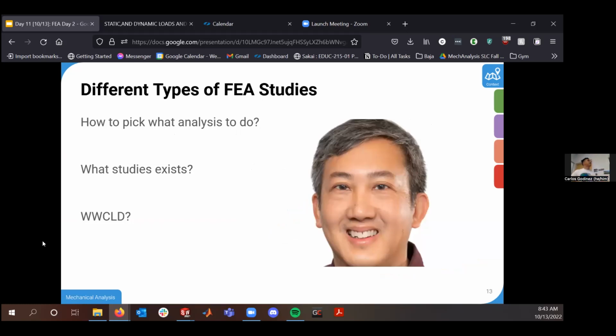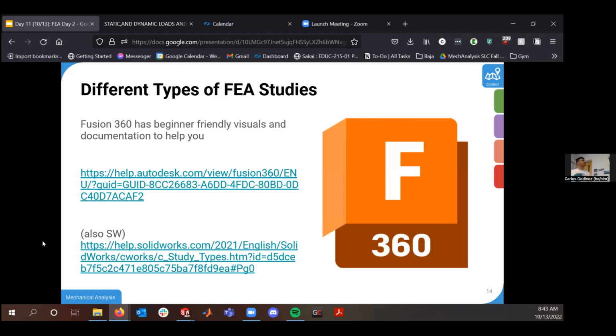So how would you pick what analysis to do? What studies exist? There's a bunch of resources out there. Personally, one of my favorites comes from an unexpected source, Fusion 360. Fusion 360 has a lot of really beginner-friendly visuals and documentation. I would not consider Fusion 360 state-of-the-art analysis software, but they do have analysis simulations, and a lot of really beginner-friendly stuff, like good UI. Also, with the education credit, you get unlimited cloud credits.